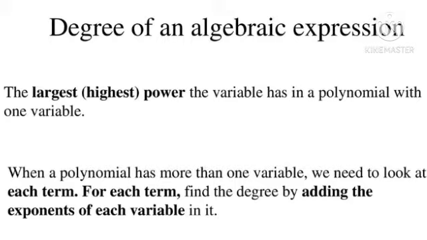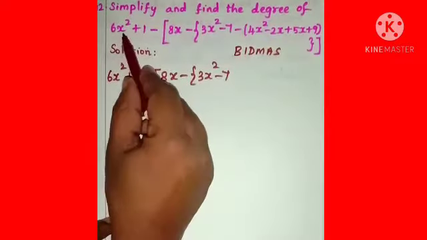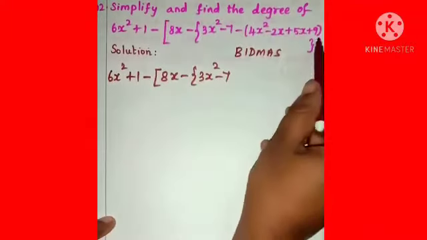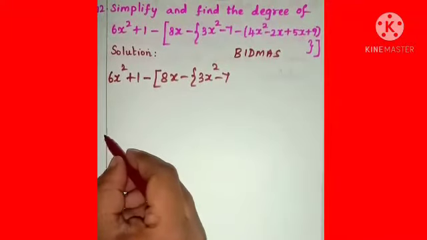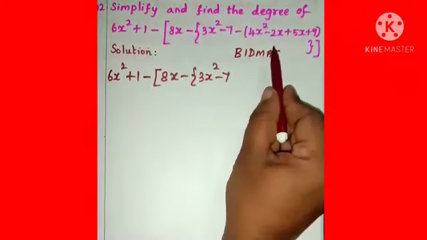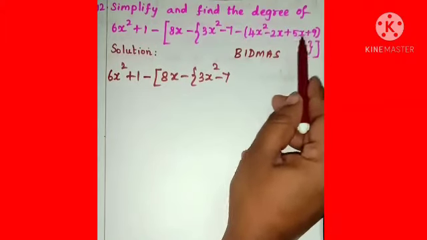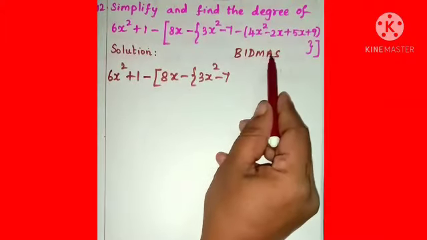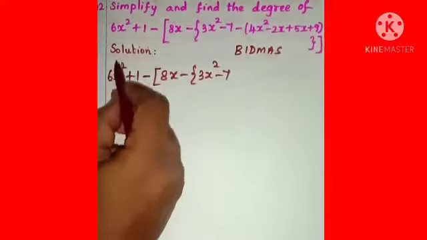Now let's recall the degree of an expression. The highest power the variable has in a polynomial with one variable. The term containing the highest power of the variable in an expression is called the degree of the expression. Simplify and find the degree of 6x square plus 1 minus the given expression. Here by using BIDMAS, the calculation within the innermost bracket is done first, and then integers, division, multiplication, addition and finally subtraction. And now students, listen carefully.